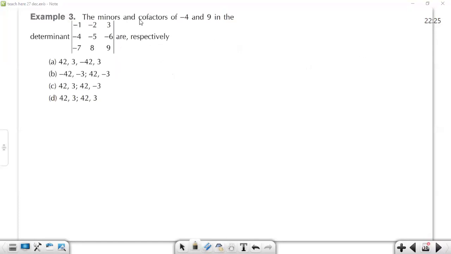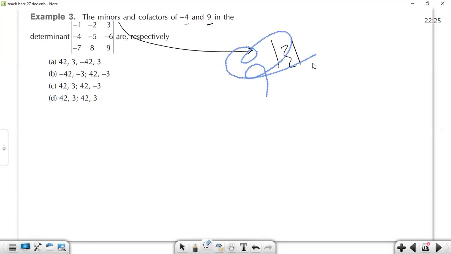Another example. Minors and cofactors of minus 4 and 9. Minors are going to be positive, so we are better off ignoring those options which have a negative sign. But we are not sure about that. See, a minor will not always be positive. It will be the determinant of something, that's the only thing we know. So it's not that a minor cannot be negative. Okay, let's simply solve them.